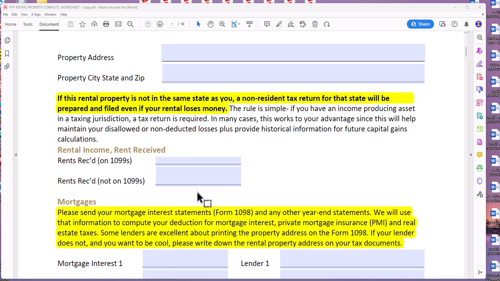So if you have a 3 unit and you live in 1 unit, and you are renting out 2 units at $2,000 each, and you're being paid cash or Zelle, it doesn't have to be literal cash, then the amount that you received in cash will be $48,000. So you will put that here.